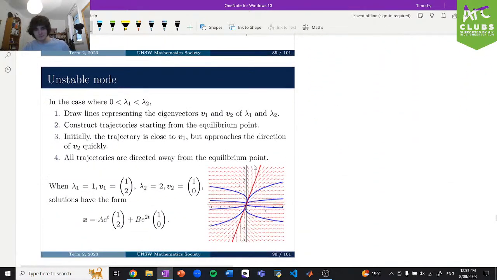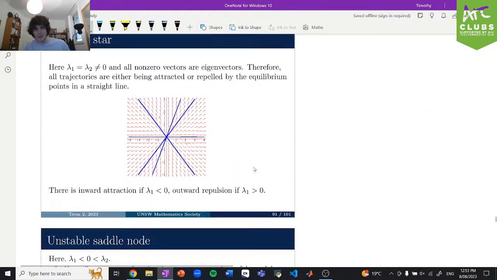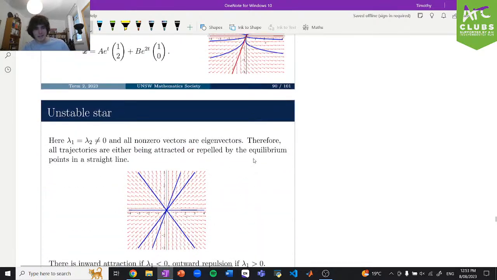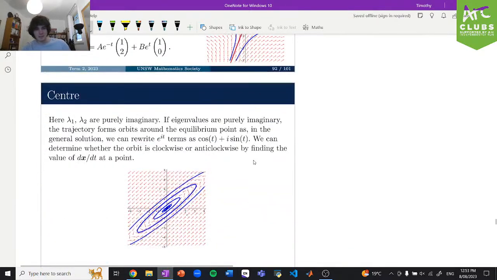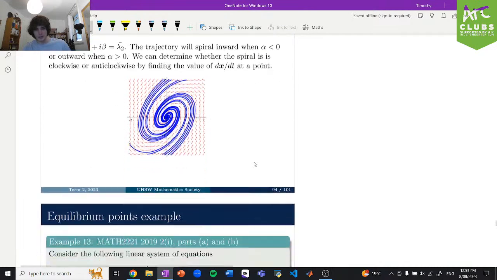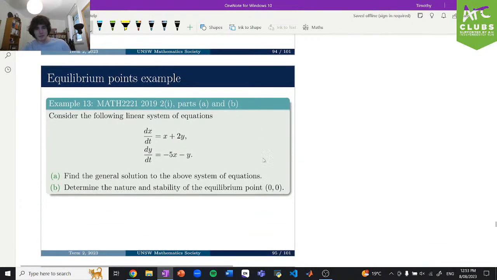I've included some diagrams of some of the other different forms of nodes that we can have. We've got a stable star, unstable saddle. We've got cool little spiral things which are bossing. But let's actually do a quick practice and try to solve the following system of linear equations.